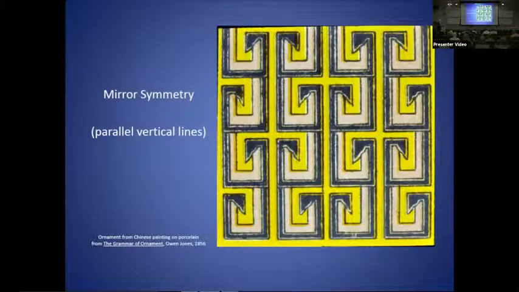Here, actually I have a pointer here. Let's see if I can use it. I find that these pointers shake a lot because I shake.